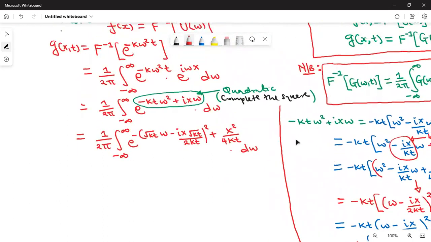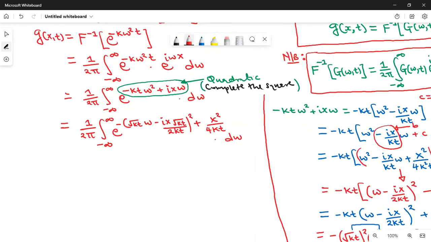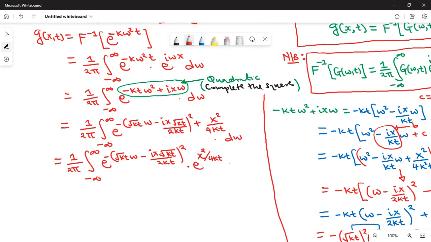How else can you write this? This can as well be written as 1 over 2 pi, the integral from negative infinity to positive infinity, exponential negative, the square root of kt times omega minus iota x times root kt over 2kt, squared, times another exponential, x squared over 4kt, d omega.